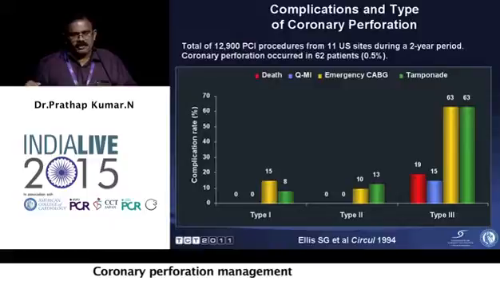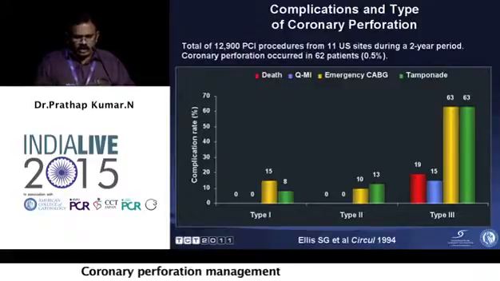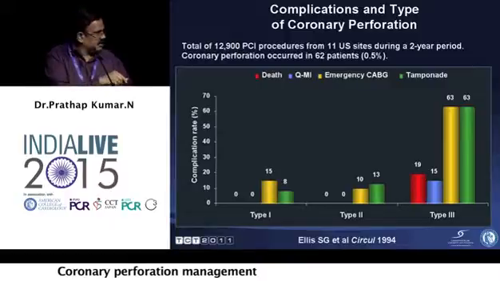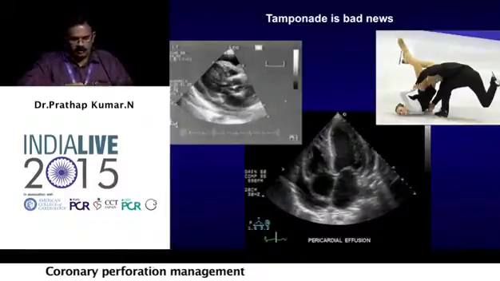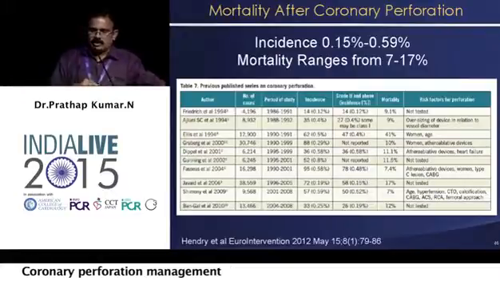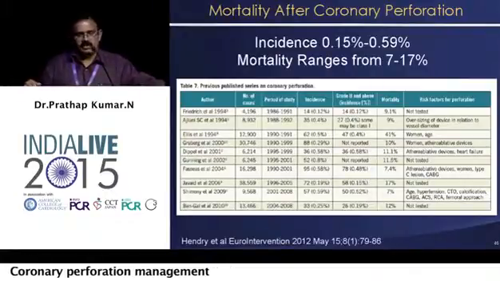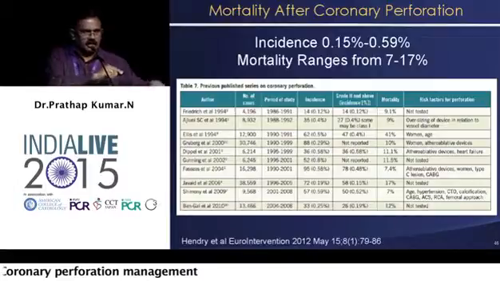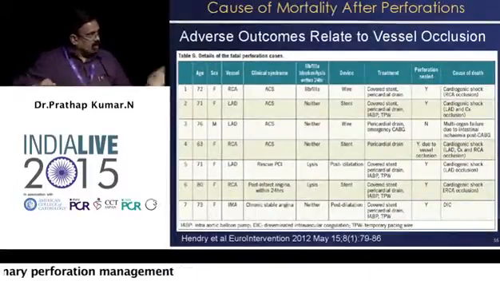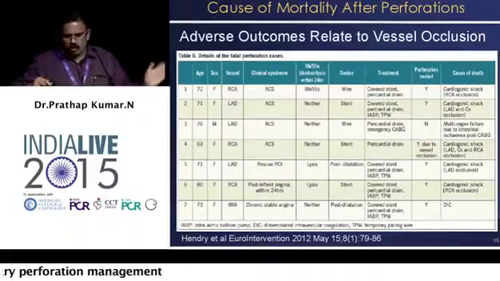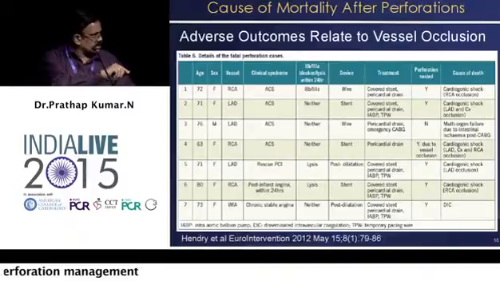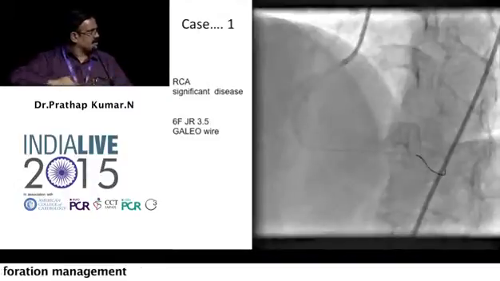Usually, what will this perforation cause? It can cause death and tamponade, mainly with the type 3 perforation. Tamponade is very, very bad news. Basically, it leads to death in 7 to 17%, and the incidence is nearly 0.6%. All the data tell us that apart from death, tamponade can even lead to cardiogenic shock and MI in patients. Some of the cases I will show you.